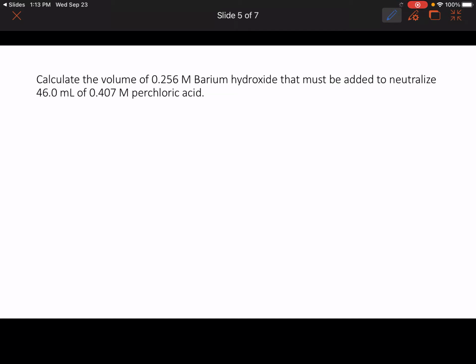Okay, so if I write the equation here, I've got barium hydroxide to start with, so barium hydroxide there, it's going to be aqueous. Plus, now this one I've got perchloric acid. So we have to write perchloric acid, which is HClO4, and that's also going to be aqueous here. It's going to break apart, and so these are going to reform, a double displacement reaction.